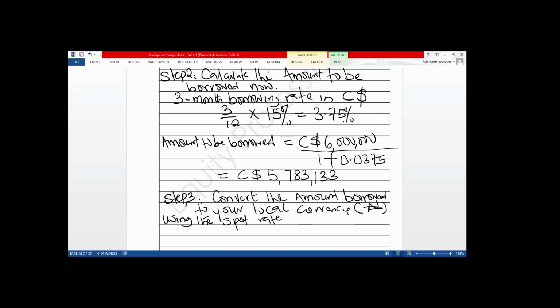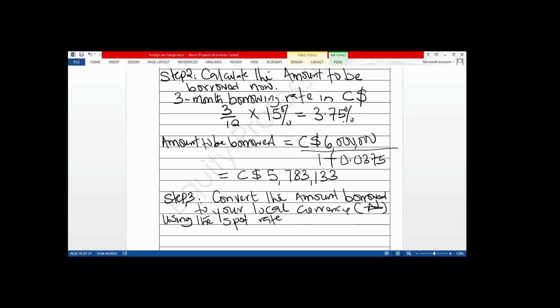Now, when you get to step 3, you are going to assume that the company has borrowed the money. The company borrows in dollars. You now convert this to your own local currency. The company will borrow immediately. You don't need to wait for 3 months. If you are borrowing the money immediately and you want to convert, you have gotten the cash. You are going to convert using the spot rate. Spot rate is for immediate transaction.